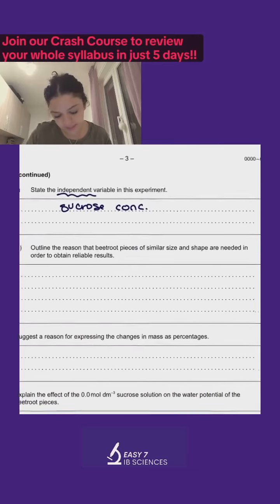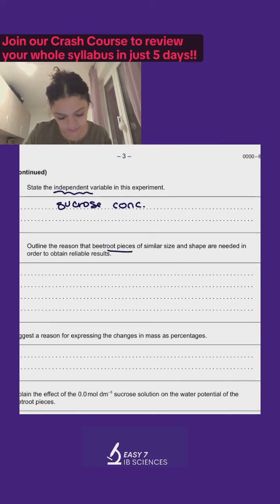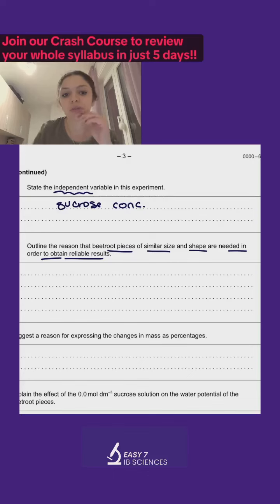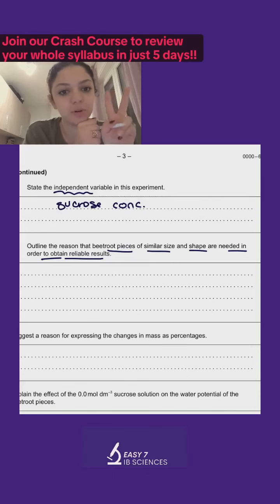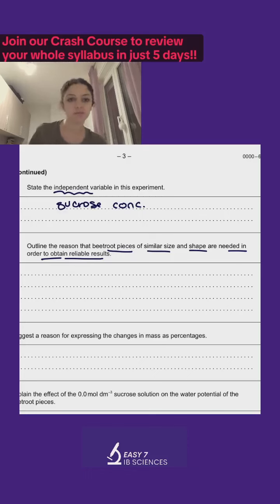Okay, next it says outline the reason that beetroot pieces of similar size and shape are needed in order to obtain reliable results. And this is a very famous 2 words that IB love using. Don't you need the units? No, you do not need the units to get the mark. Good question. I'm just gonna go to the side and get my charger. To reduce error. Okay, but what would cause that error?